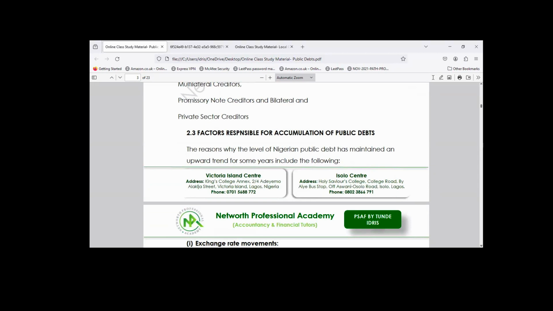Factors responsible for accumulation of public debt. This point I want to mention is one of the key areas that I can normally ask. If you review public sector accounting past questions, you will see that every diet, every diet question normally comes out for public debt, at least a 20-mark question from public debt. I always tell my physical class students, for you to pass PSAP, you must know public debt very well. Second, you must know budget very well.